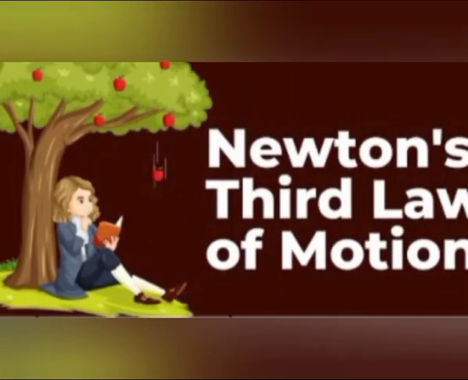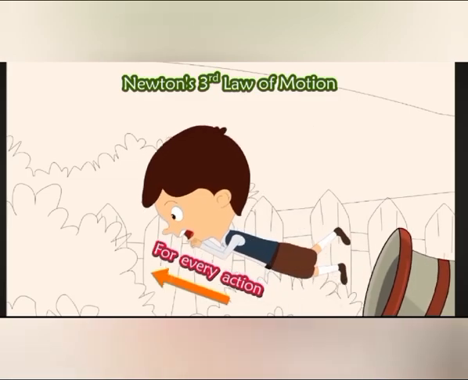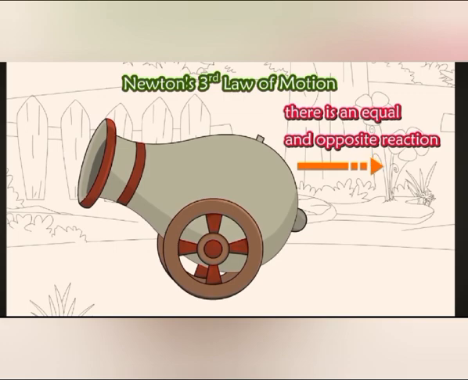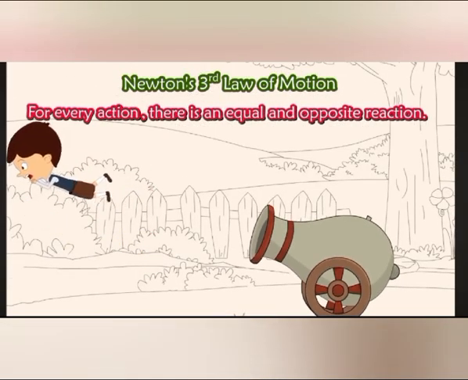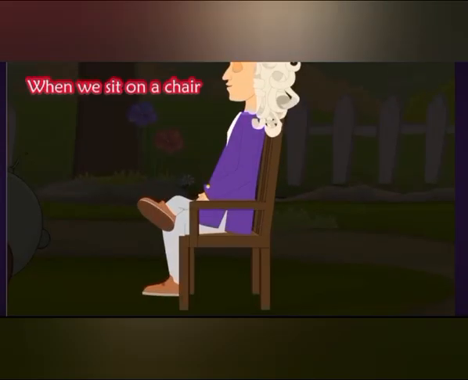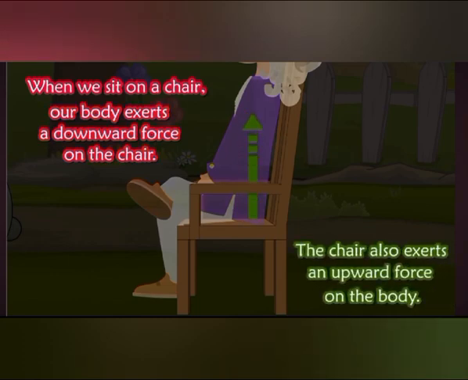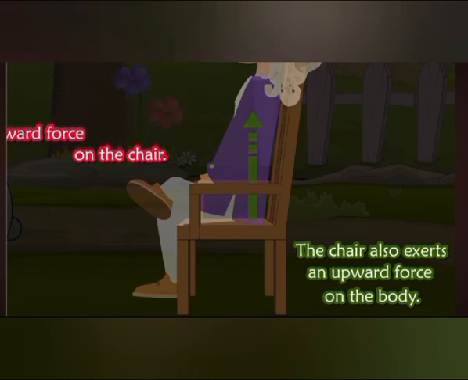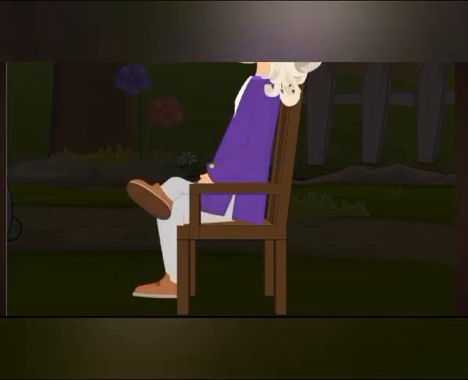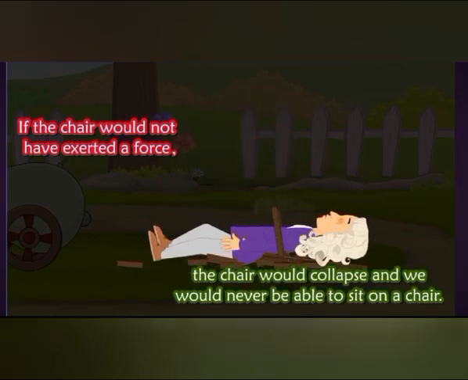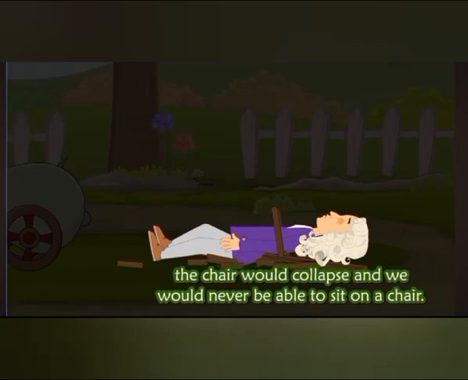Now Newton's third law of motion. The boy exerts a force, which is the action, and there is an equal and opposite reaction. That is Newton's third law of motion. When we sit on a chair, our body exerts a downward force, and the chair also exerts an upward force on the body. If the chair did not exert a force, the chair would collapse and we would never be able to sit on the chair.